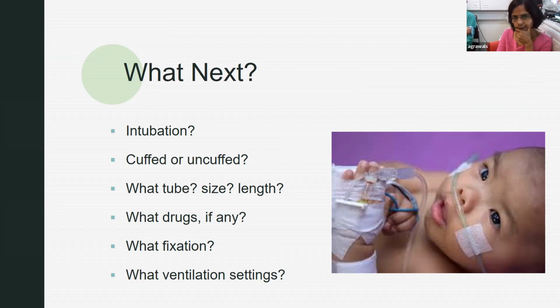Again, we're thinking about intubation, so we're looking at what kind of tube we are putting, what size, what length, so we need to be aware of that. What drugs, if at all. So what is the situation where you'll not use any drugs?